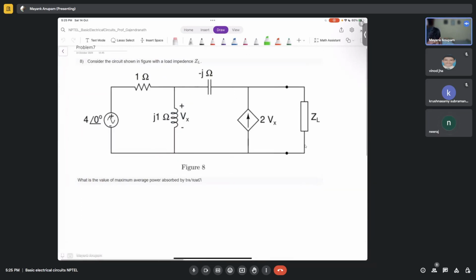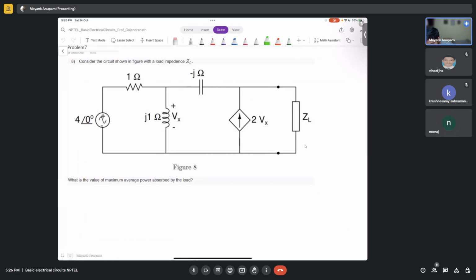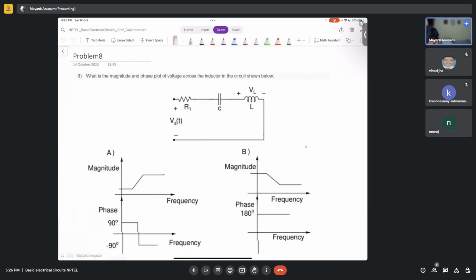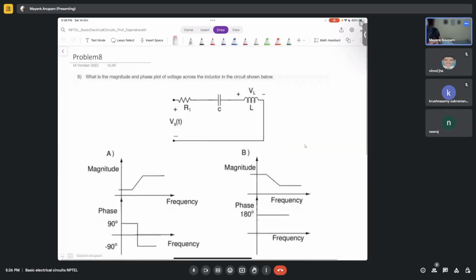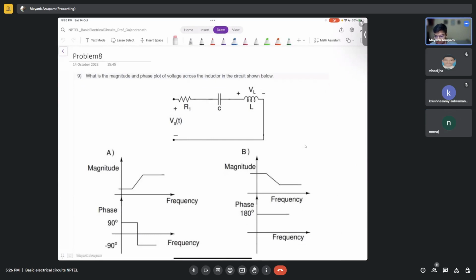Yeah, it's the same question. But in this question, you have been asked what is the value of maximum average power absorbed by the load. It's the same thing, the same question as the last one. I will not solve this. You solve this on your own. Okay.